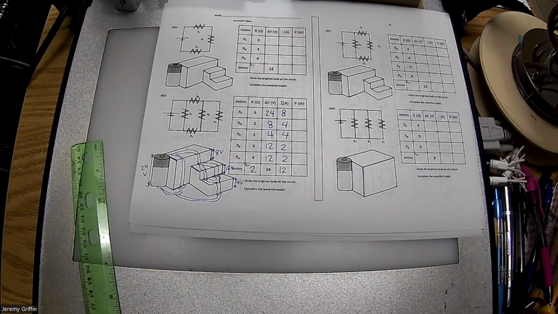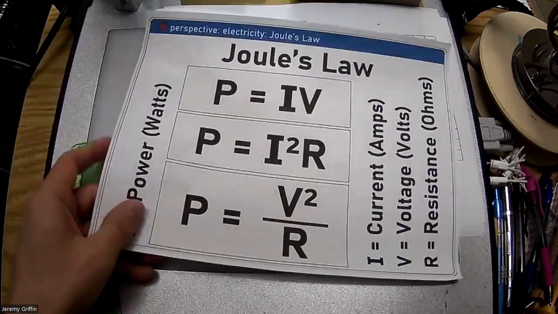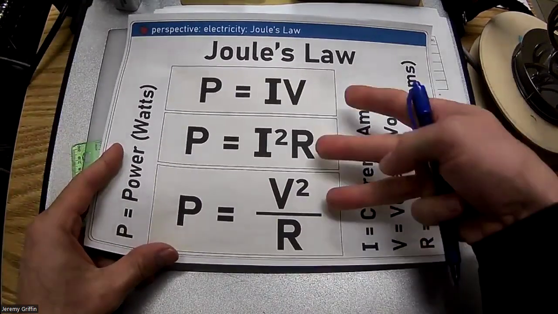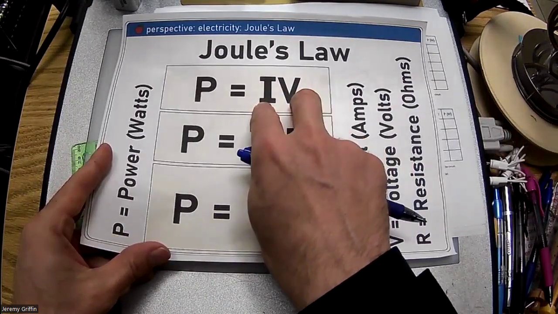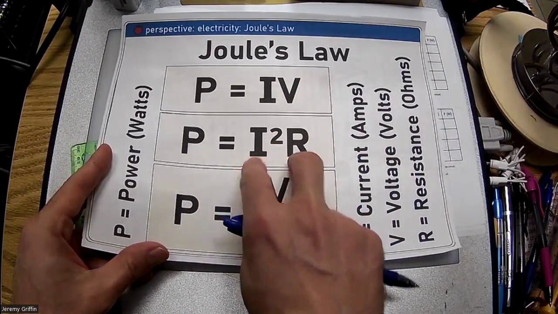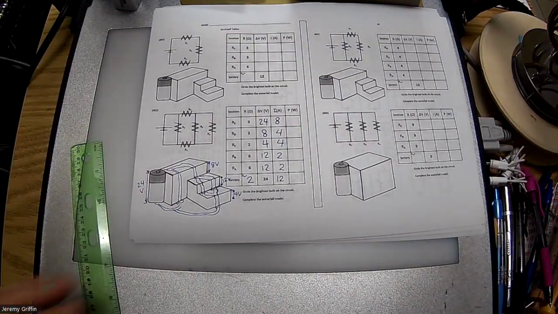All right. This last column, power in watts. We're going to use Joule's law, and I gave you 3 perspectives for Joule's law. These are all power in watts. I could go current times voltage, current squared times resistance, or voltage squared divided by resistance. Let me show you that it's all the same thing.